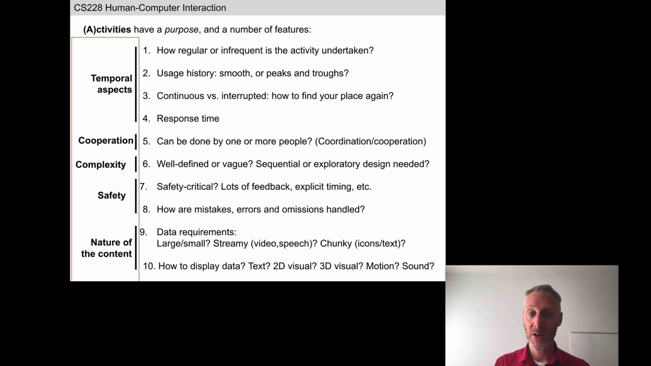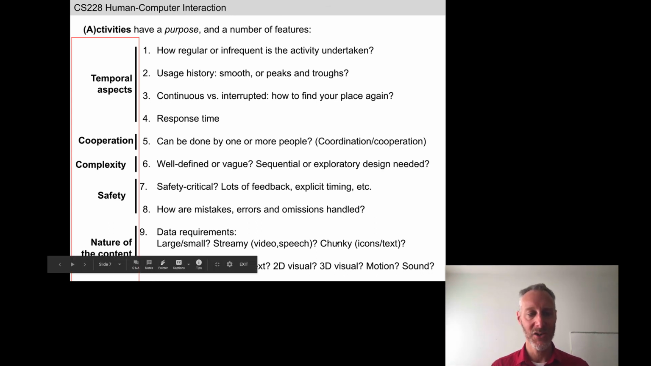Also, we can then start to think about visual design, which we will start to talk about either later today or on Tuesday. Again, if we have a large amount of information, we can choose text, 2D visual, 3D visual, motion, sound. We can combine streamy and chunky information. Visual design is a very big part of HCI.